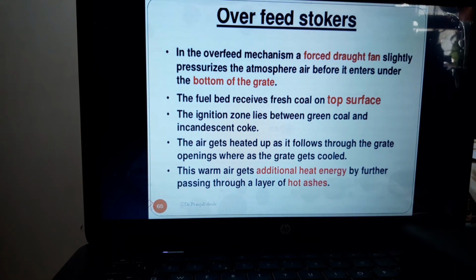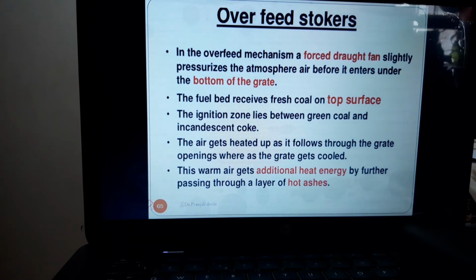Now let us talk about the overfeed stokers. But before talking about the overfeed stokers, let me explain that a stoker is nothing but a power operated fuel feeding mechanism and grate. It is a combination of a fuel feeding mechanism and a grate.